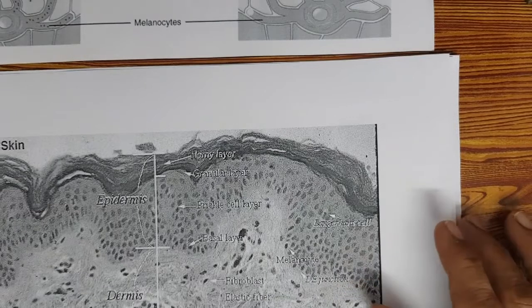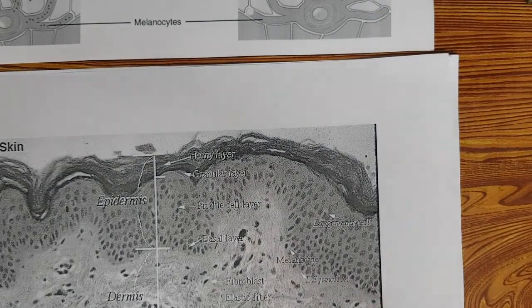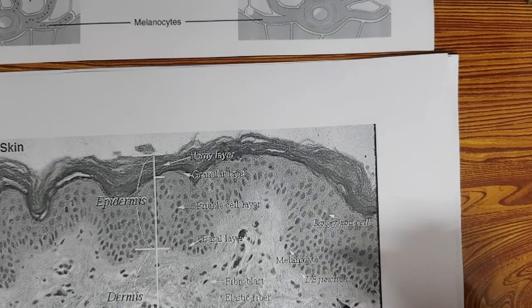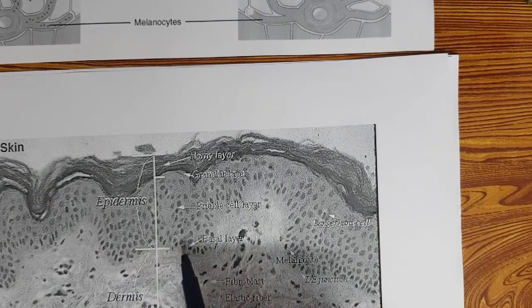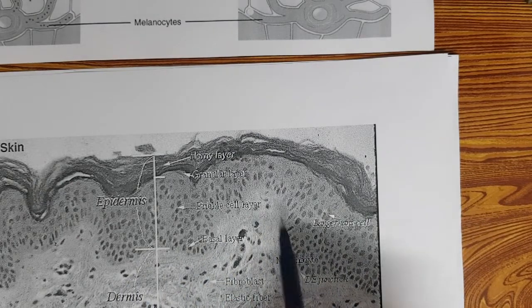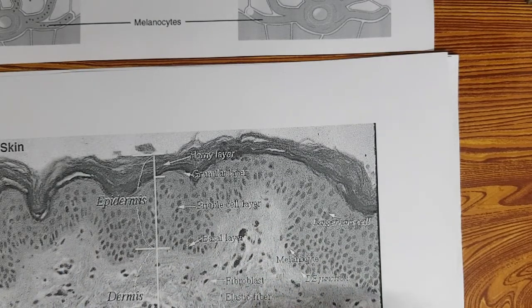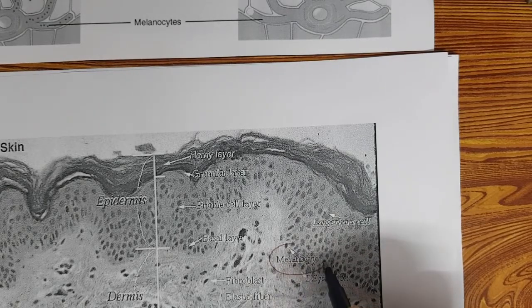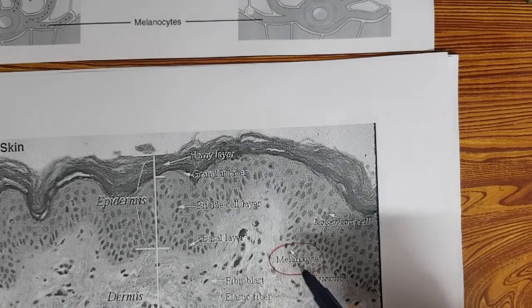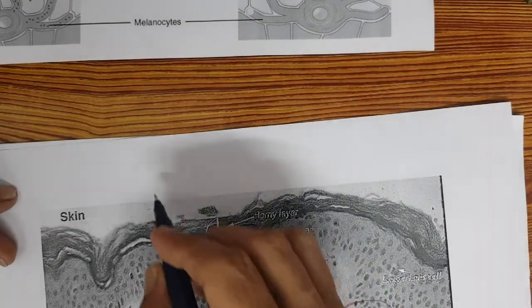Now this is the cross section of the skin. You have already seen the cross section of the skin. At the dermal junction, this is called the basal layer. In the basal layer, on that day we saw there is a cell called melanocytes.